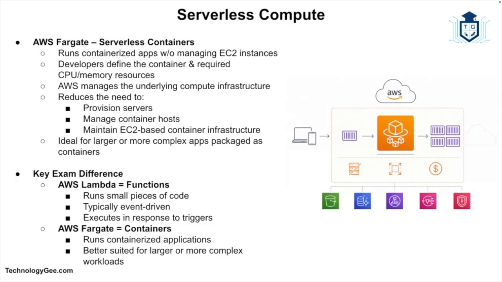Now, the key difference is this. Lambda is for functions. We're talking about small pieces of code triggered by events, while Fargate is for containers. And this is for larger, more complex applications packaged into containers.